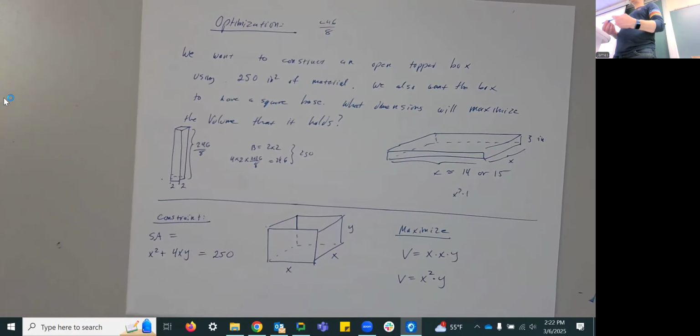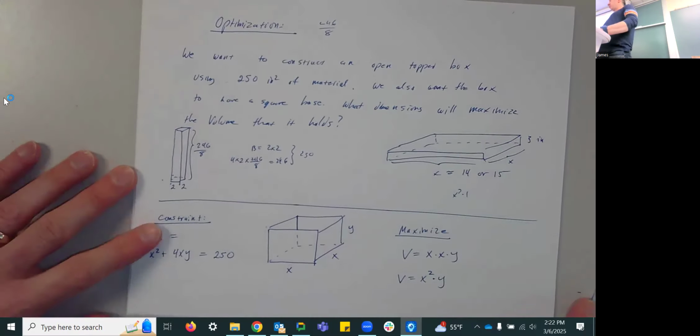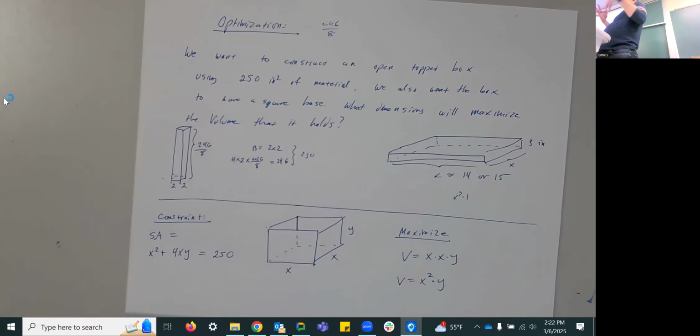Almost always your constraint equation should be equal to some number, or occasionally your teacher will say the surface area is a constant, and then you'll set it equal to c, which is more annoying, but often what people like to do. Whereas the thing you're trying to optimize isn't equal to a number. We don't know what the volume is. We're trying to maximize it.